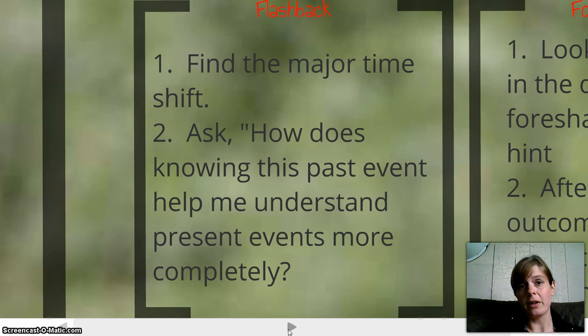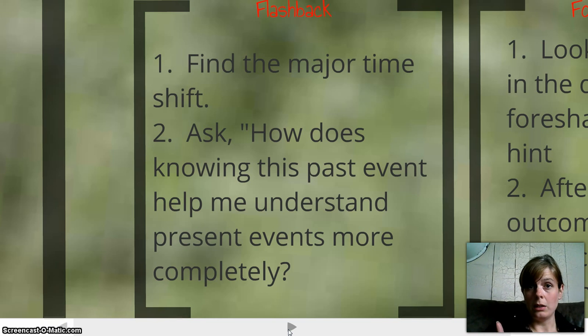The first thing you need to do when you're looking for a flashback is find a major shift in time. Usually, any story that goes chronologically, you're going to have shifts in time. You are definitely going to have shifts in setting in any story, because the story moves from one place to the other. But what you're looking for is a major time shift. So we're talking like weeks, months, years, something that is very noticeably a departure from the timeline that the story is establishing. And then after you've read that part and you've located the major time shift, then you need to ask yourself, how does knowing this event help me understand the present more completely?